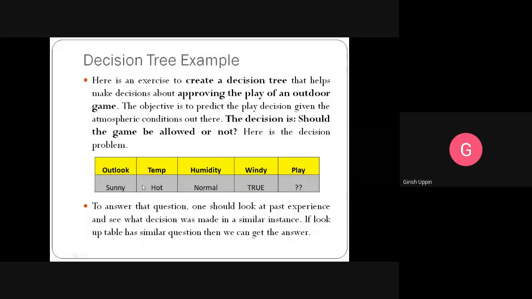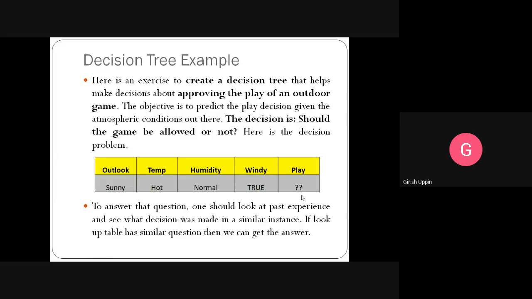So here are the different parameters, four parameters. They have given the outlook. Outlook is sunny, temperature is hot, humidity is normal, windy is true. It is windy. Based on these four factors, we have to make a decision whether the play is yes or no. So this is the outdoor game, and we have to decide whether we can allow the outdoor game to happen or not.